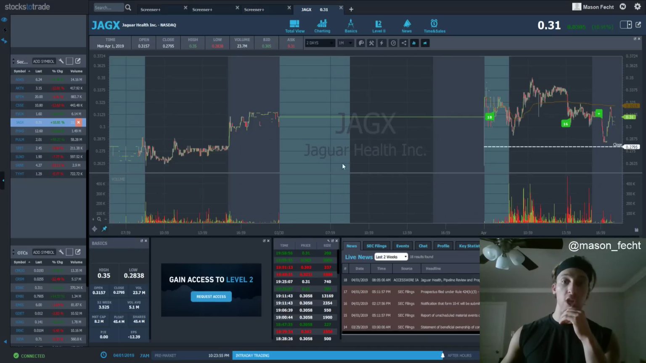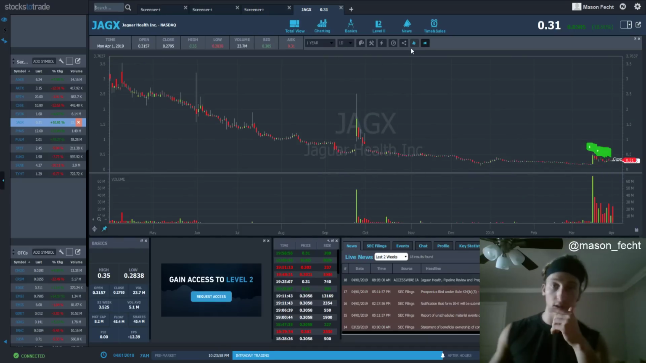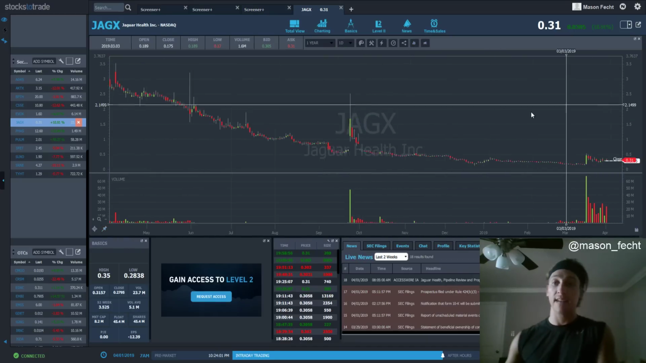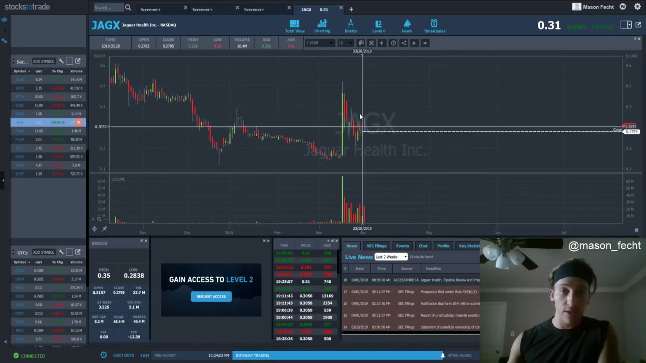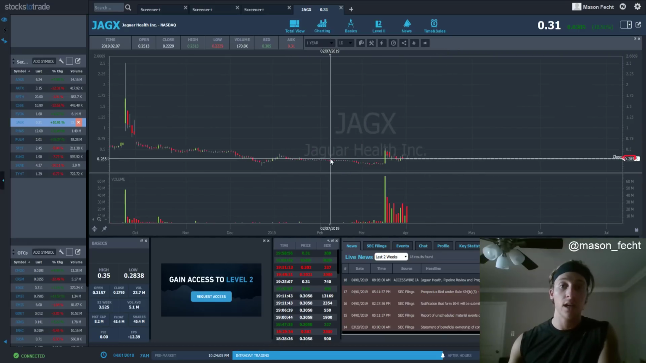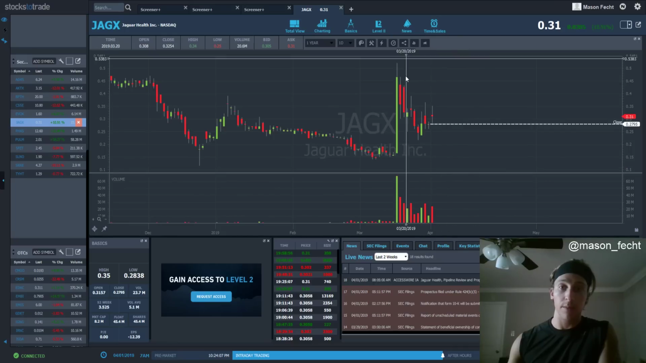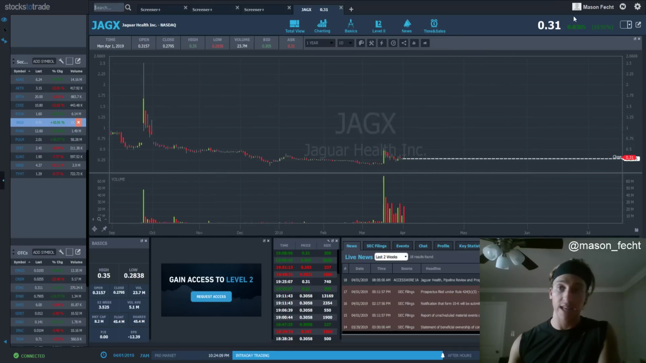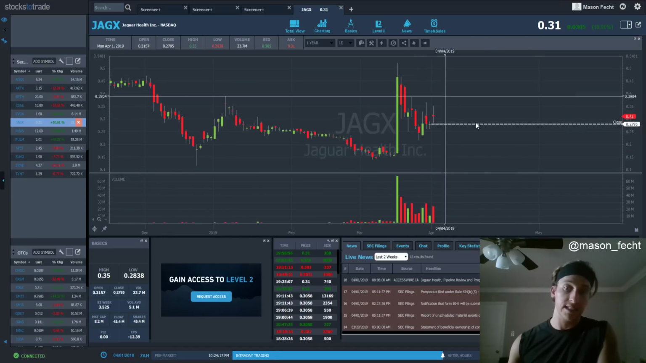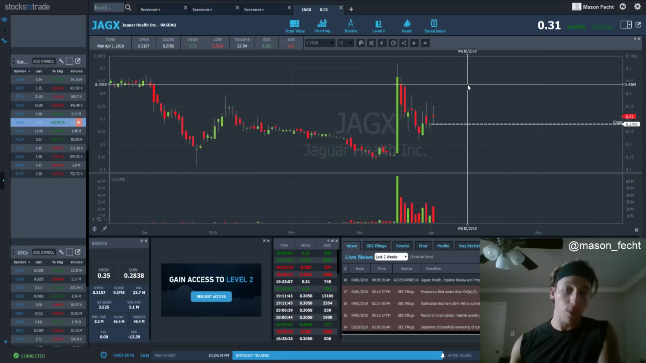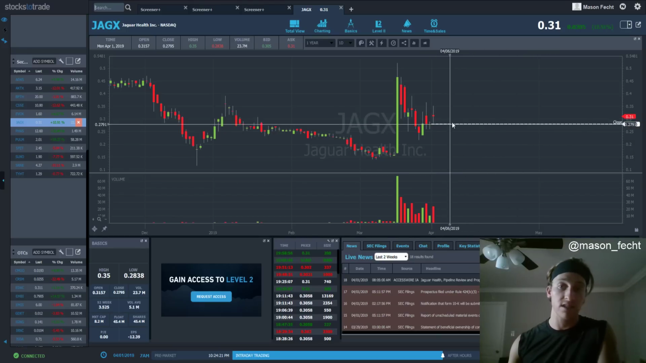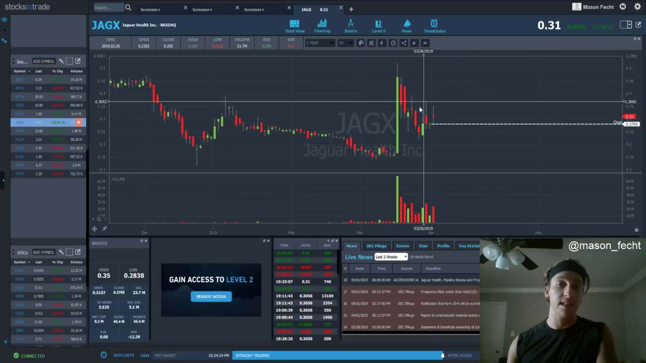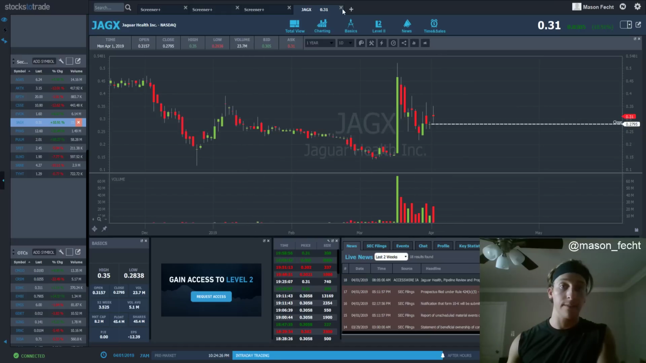JAGX, Jaguar Health. This has always been a good runner in the past. I had this big move the other day. Now it's off those highs. I would love for it to break out above that 50-cent area. It was up, I think, like 1.35% today, but this one never has the tendency to have a multi-day breakout, but I'll probably keep it a few more days just in case it surprises me and it creeps back up to that 50-cent level and then looks to break out again.